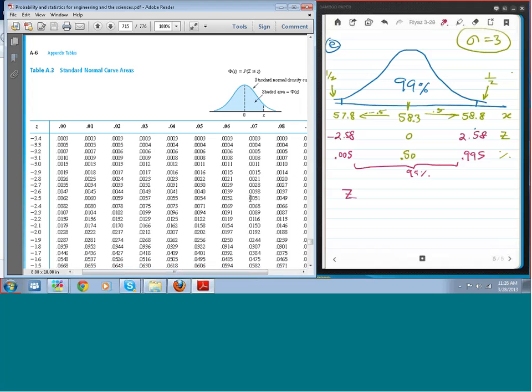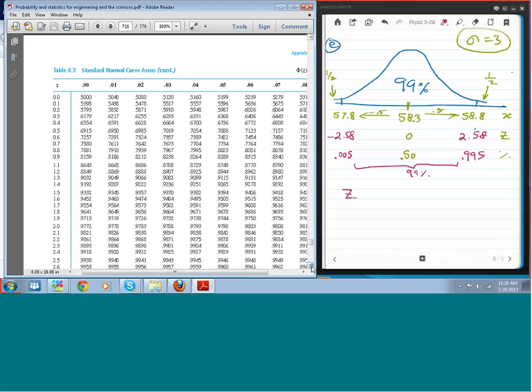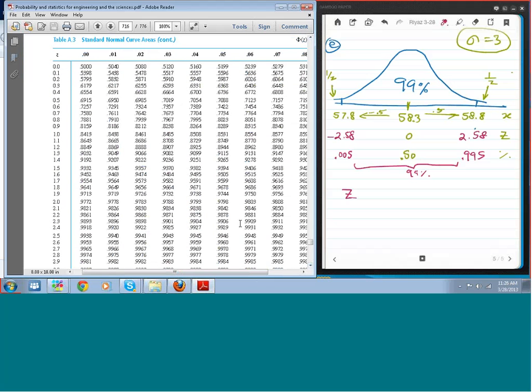2.58 right here. So it's right in the middle of these two, right? You look it up here to find negative 2.58 and look on the other chart for 0.995. And that helps you find this other one.